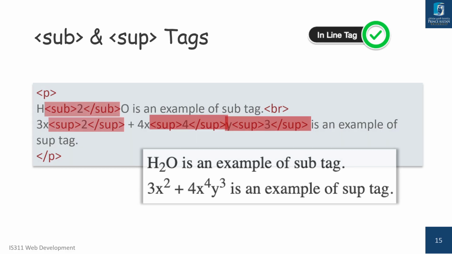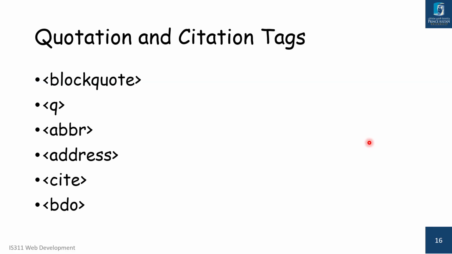Then we also have the subscript and the superscript. If you want to show some mathematical equations, or you want to show chemical formulas, then you can show them like this: H2O, that is the chemical formula for water, then 3x squared plus 4x raised to power 4, y raised to power 3. They are examples of the subscript and the superscript.